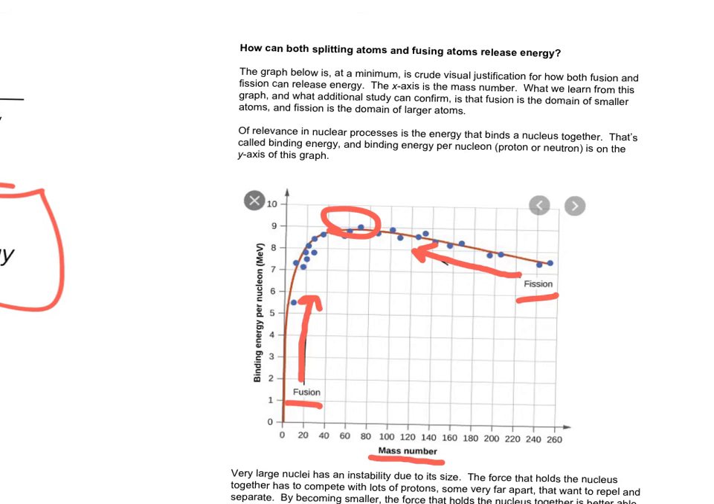Let me summarize what we've just learned. If we're bothered by the fact that splitting an atom, such as uranium, into two smaller atoms can release lots of energy, and fusing atoms, like two hydrogen atoms to make a helium atom, can release lots of energy, if we're bothered by those seemingly opposite processes both resulting in energy release, the additional understanding is that fission, or the separating of atoms, is really the domain of the larger atoms, and fusion, two atoms combining into one, is really the domain of smaller atoms. That satisfies that apparent contradiction.